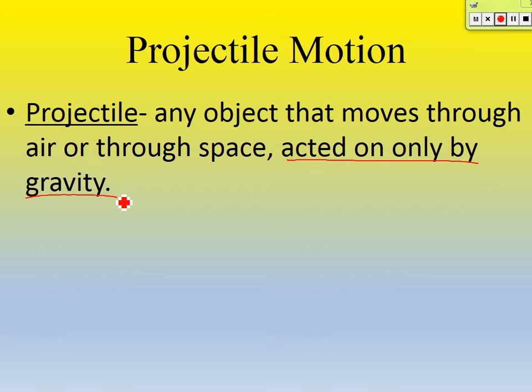So, for example, an airplane would not be considered a projectile. It does go through the air, but it's being propelled through the air by an engine. Or a helicopter is not a projectile, because again, it has an engine that is propelling it through the air. And so projectiles are going to be things like a football after you throw it or kick it, a golf ball after it's been hit, or a rock if you throw or drop a rock. So it's any object that is just being acted upon by gravity.